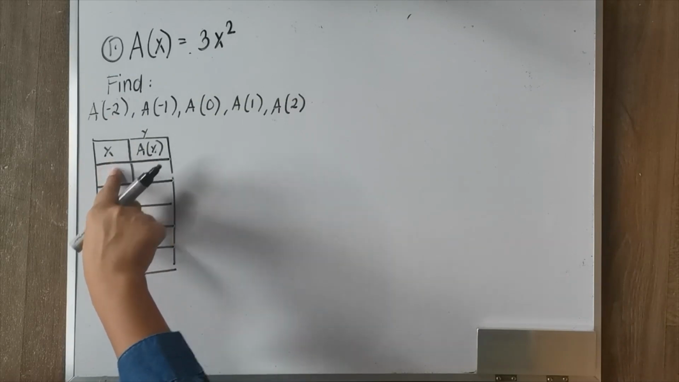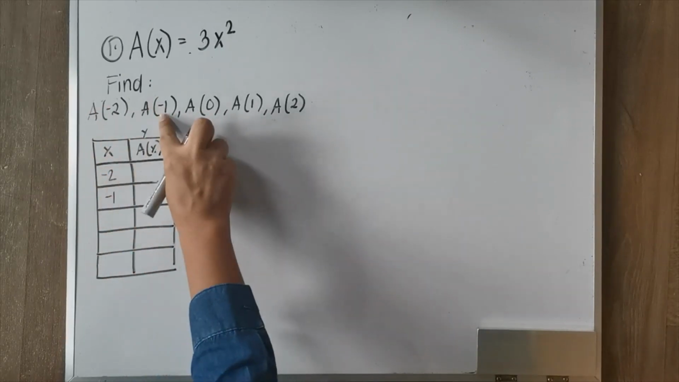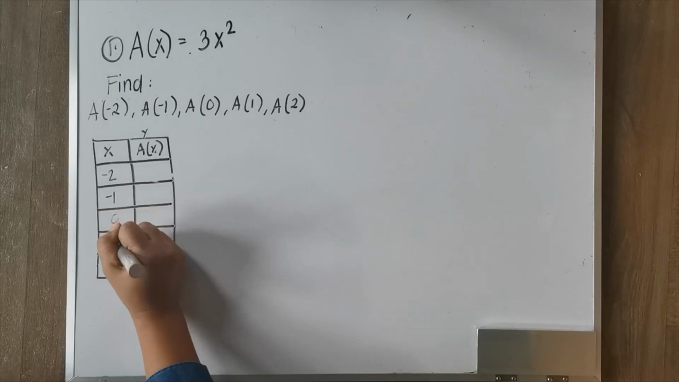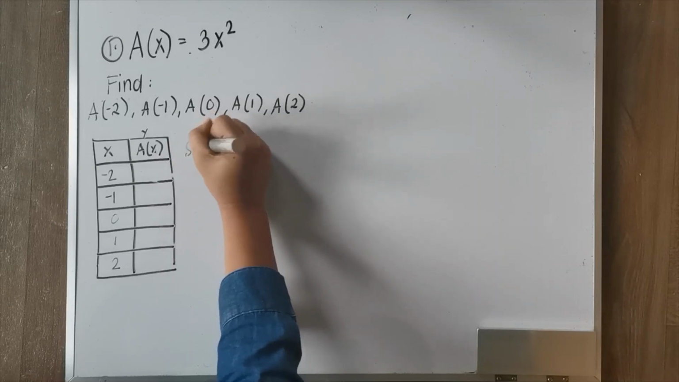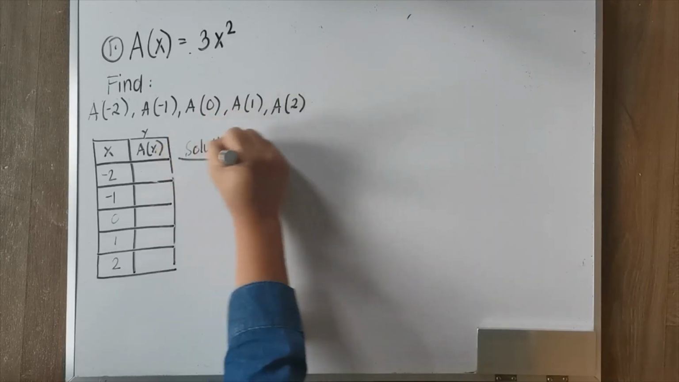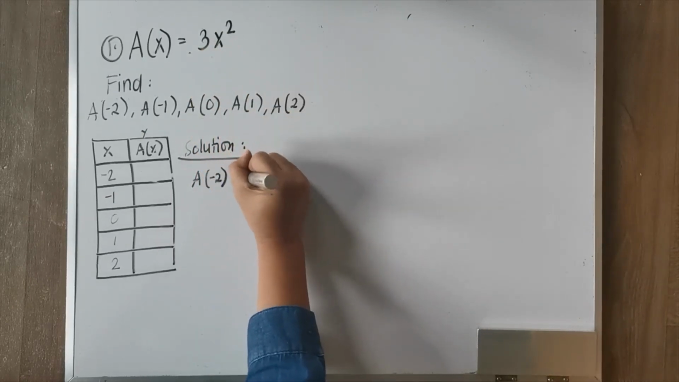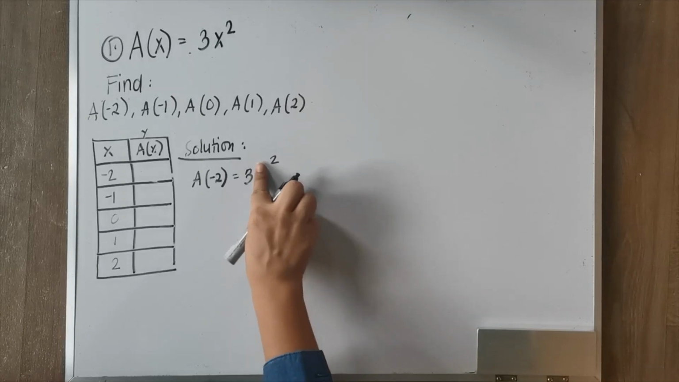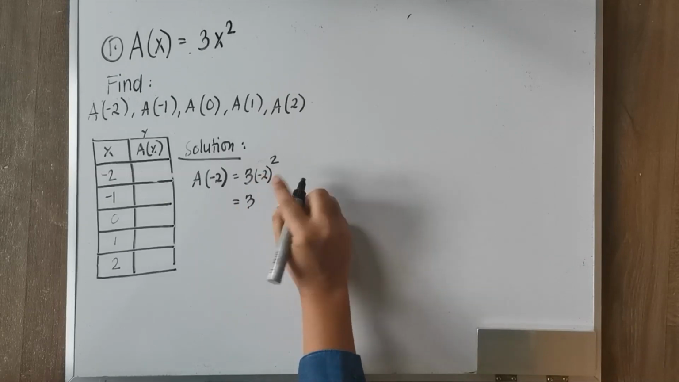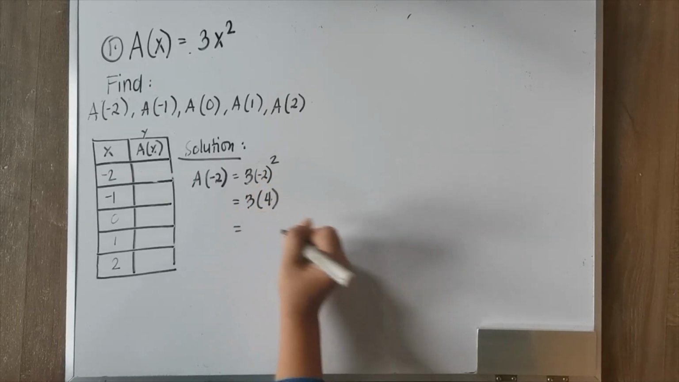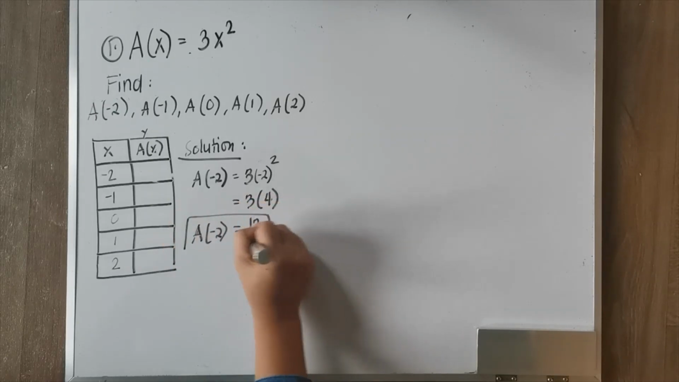So where can we find our x value? These can be found inside of the parentheses. So we'll have negative 2, negative 1, 0, 1, and 2. Okay? We'll compute now for the values of this. So as for our solution, we have a of negative 2. We'll copy this function. So this is like 3x squared, but we will replace the x by negative 2. So this is like 3. Squaring negative 2 is positive 4. So 3 times 4 is 12, and we now have a of negative 2 is positive 12.